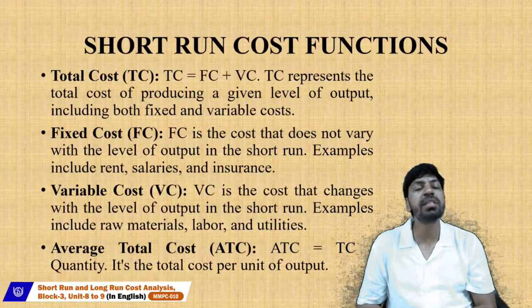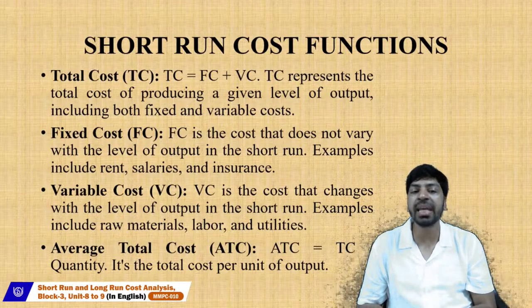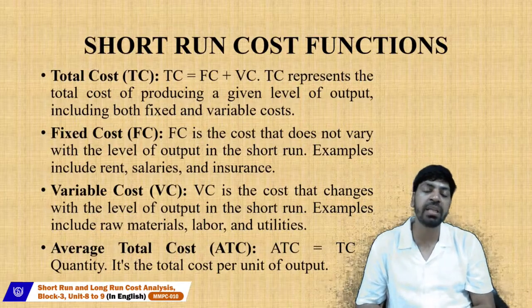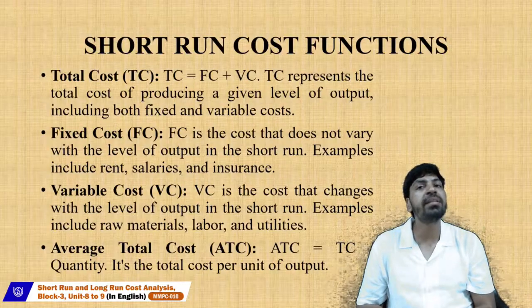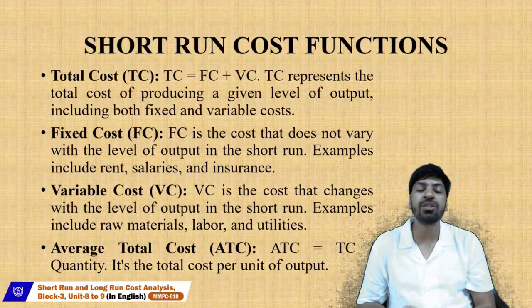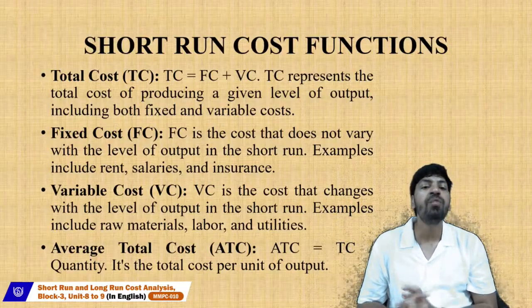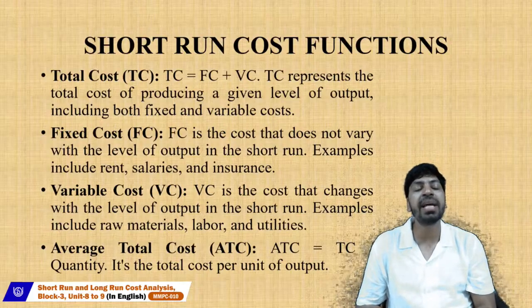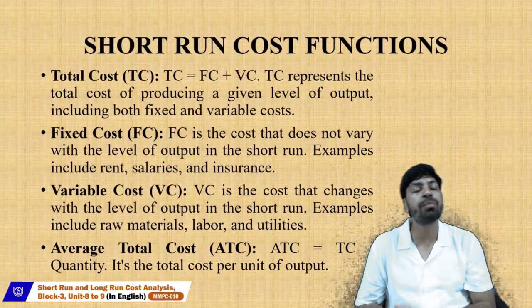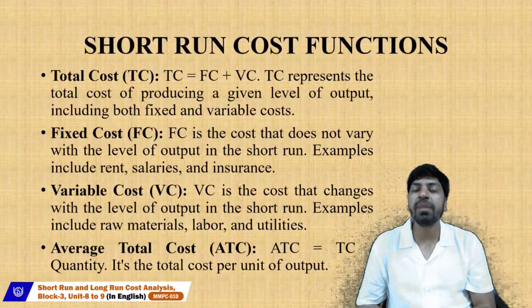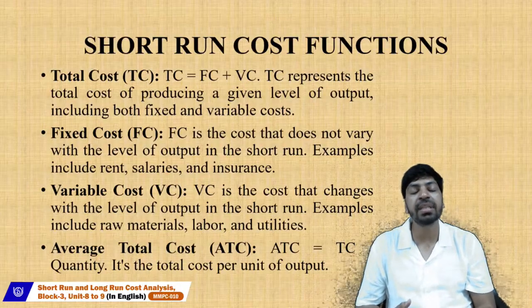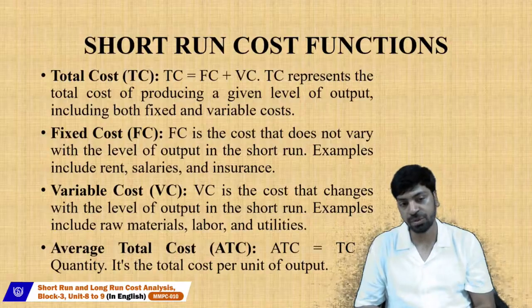Fixed cost is a cost which does not change with the level of output in the short run, like rent, salaries, utilities, insurance, etc. Variable cost is a cost that changes with the level of output in the short run, like raw material, labor, utilities, any direct expenses, etc.